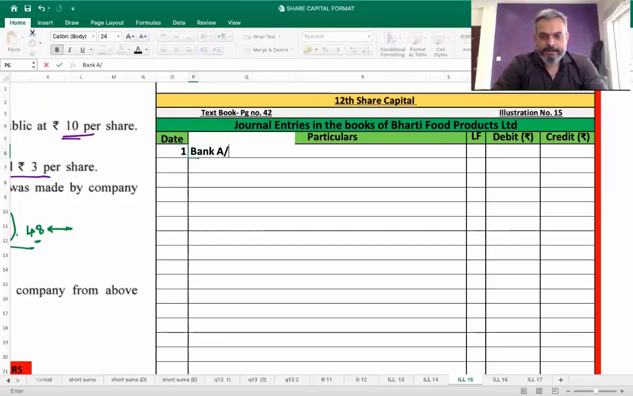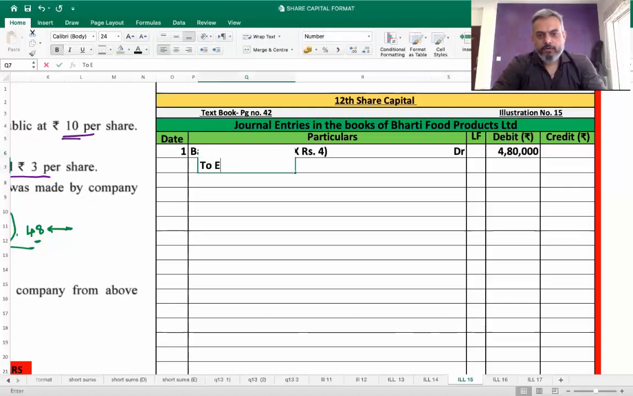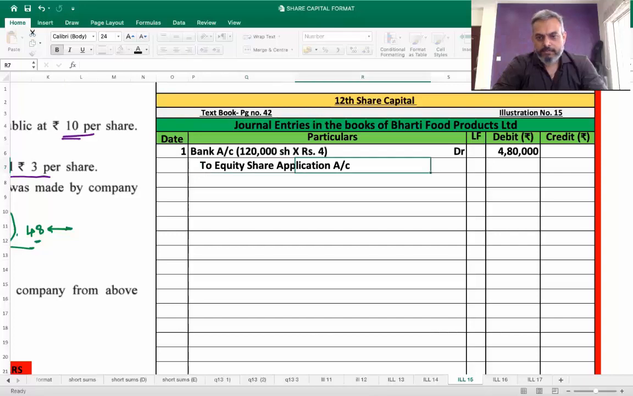Bank account debit 1,20,000 shares into rupees 4 per share, 4,80,000. To equity share application account, 4,80,000.